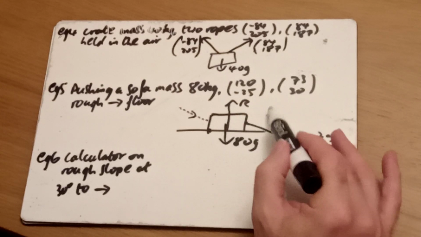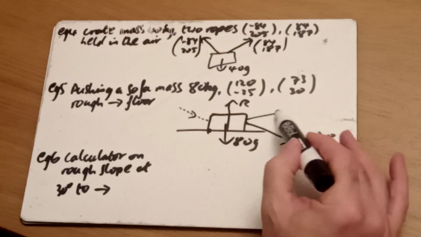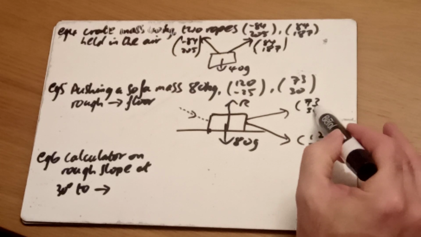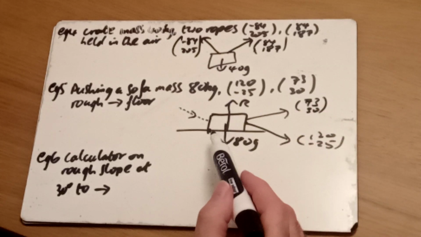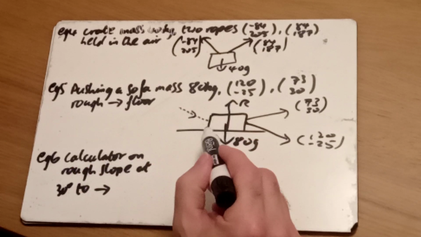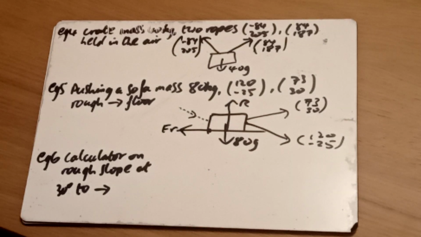73, 30 is 73 along with 30 up. So it's that way like that. And so in that case there, because it's rough, I've also got a friction opposing the motion like that, so FR. That's my diagram then.